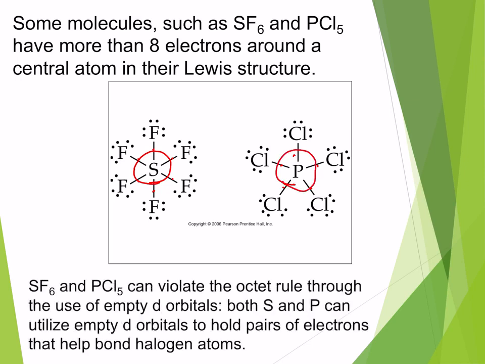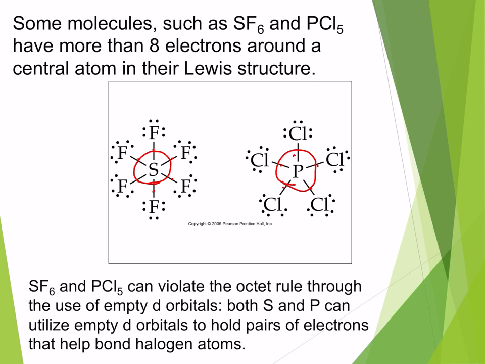So our rationale here is that they can violate the octet rule through the use of the empty d orbitals. Both sulfur and phosphorus can utilize empty d orbitals to hold pairs of electrons that help bond those halogens. So again, this will pretty much just be for the central atom. And like I stated in the last lecture, usually if there is a way that you can draw the Lewis structure to obey the octet rule, that's a good way to go.